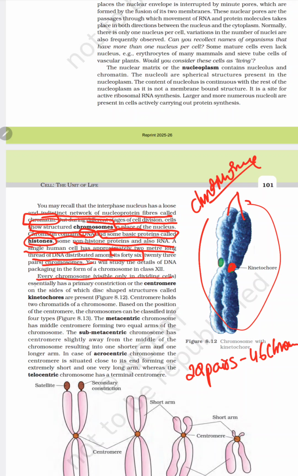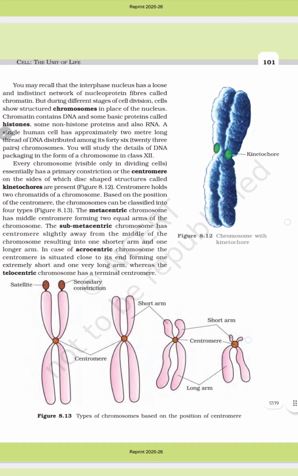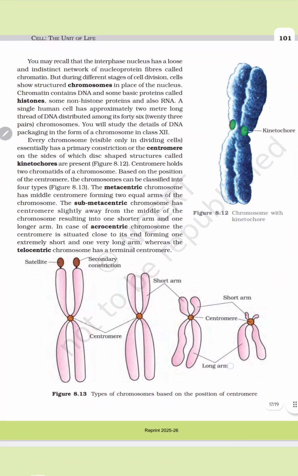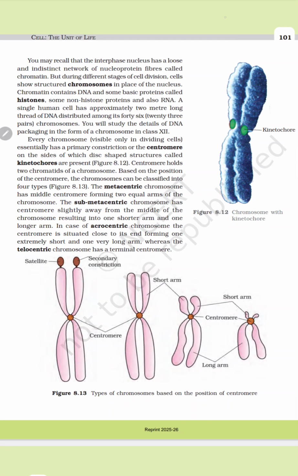Every chromosome essentially has a primary constriction, the centromere, on the side of which are disc-shaped structures called kinetochores. The centromere holds the two chromatids of the chromosome. Based on the position of the centromere, chromosomes are classified into four types.